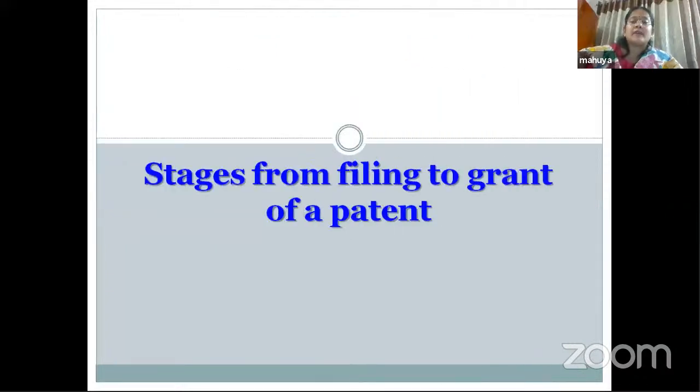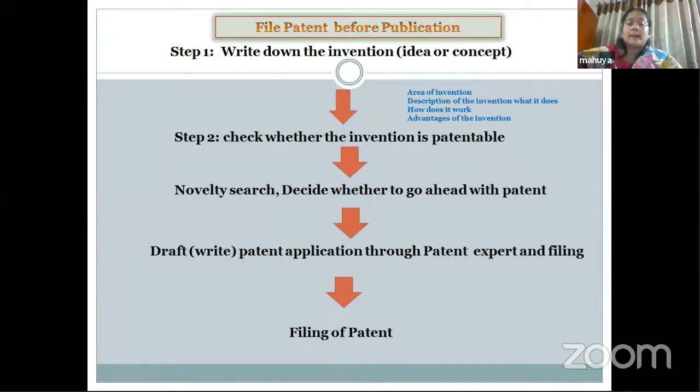I'm giving an easy way of filing steps. First, you write down your invention and come to us. We will judge whether your invention is patentable or not, because it is very important. A lot of money is associated with it. If it is a single invention, its cost is less. But if it is an institutional patent, its cost is higher. That is why before filing a patent, you need to judge whether it is patentable or not.